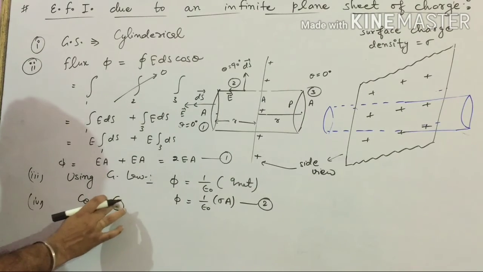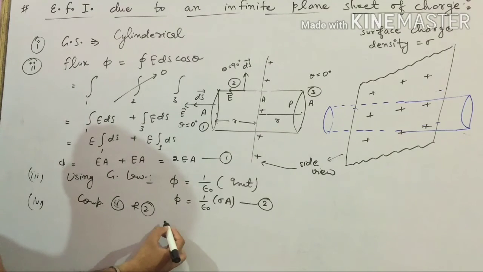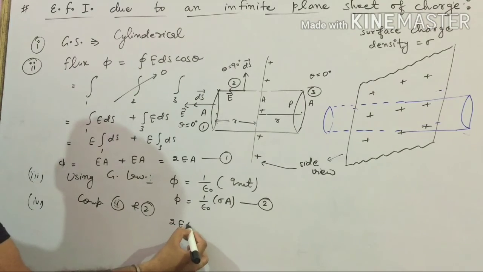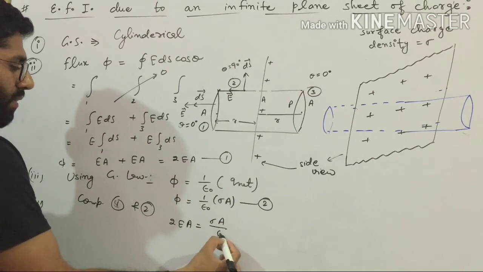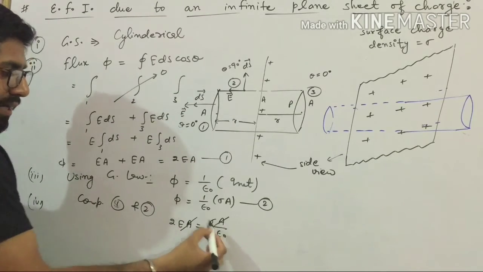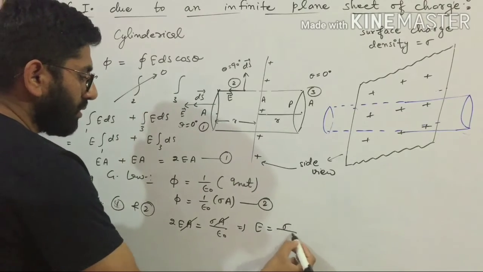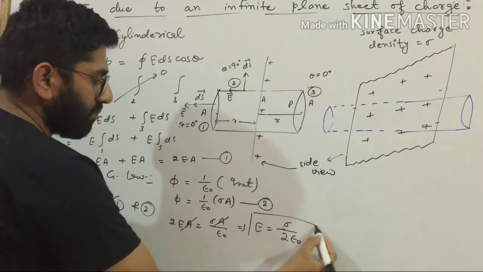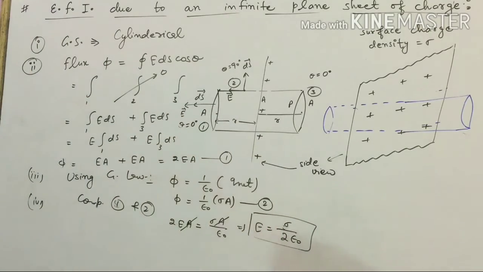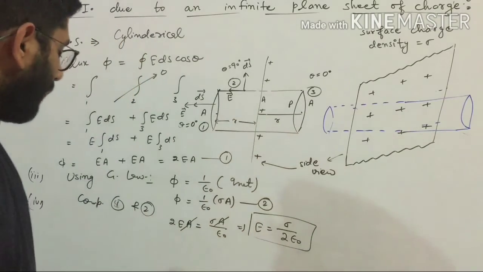So comparing equation 1 and equation 2, we have that twice EA is equal to sigma A upon epsilon naught. A and A will cancel out, and from here we have E equals sigma upon 2 epsilon naught. So this is the final result for the electric field intensity due to the charged sheet.